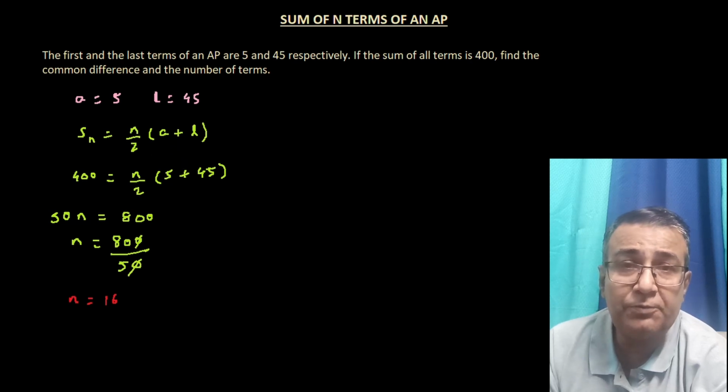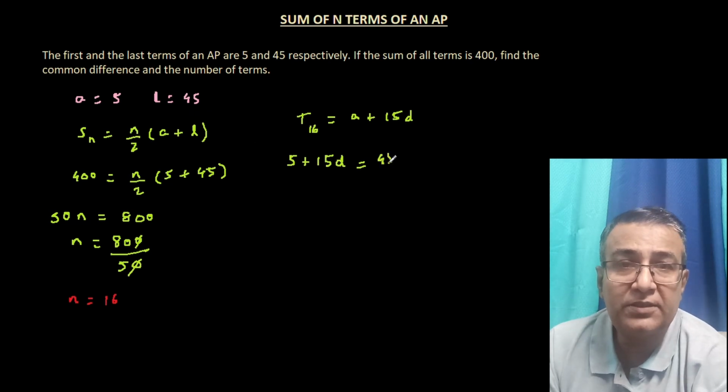Now we also had to find the common difference. The common difference can be found out by using the formula for the nth term. So we have got Tn is equal to A plus n minus 1 times D, and because the number of terms is equal to 16, I can write it as A plus 15d. A, the first term, is equal to 5. So 5 plus 15d should be equal to 45 because that is the 16th term.